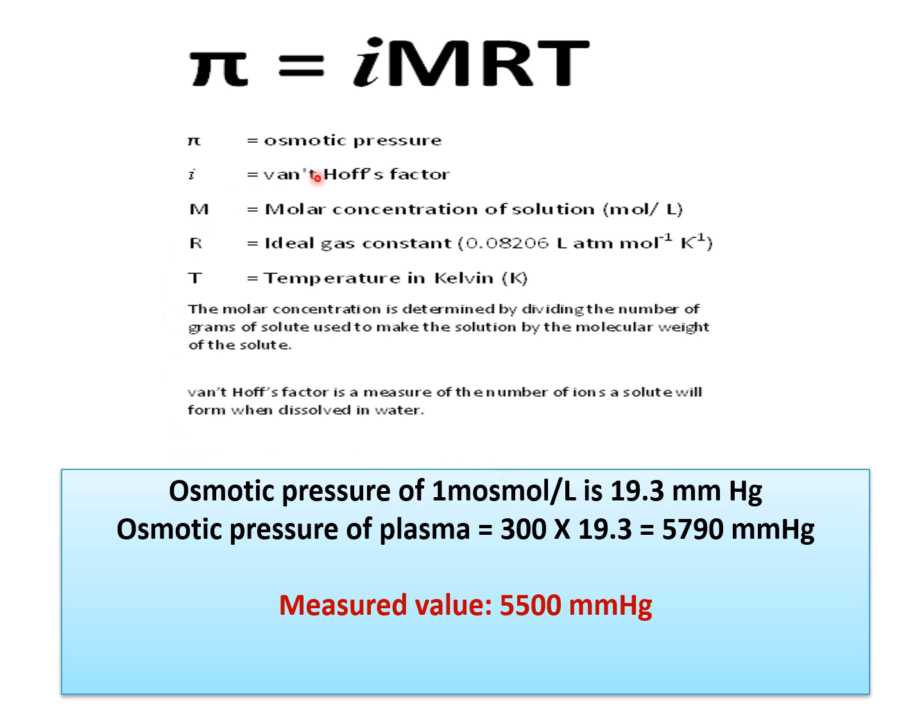Okay, by Van 't Hoff's formula, we get that the osmotic pressure of 1 milliosmol per liter is equal to 19.3 millimeters of mercury, and we know the osmolality of plasma is 300 milliosmol per liter. So 300 times 19.3 is 5790 millimeters of mercury. It is a calculated value of osmotic pressure, but if we measure it experimentally, it comes out a bit less, that is 5500 millimeters of mercury.